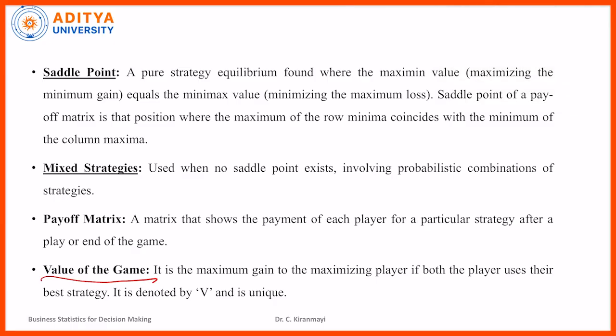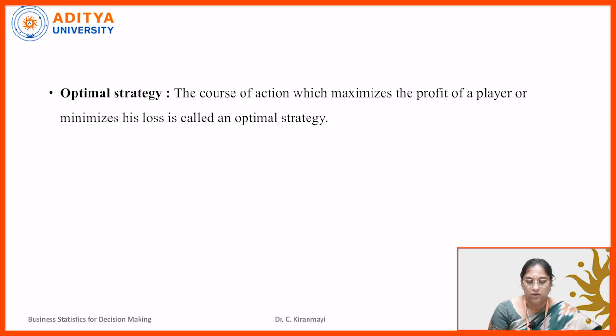And the last but one is value of the game. So ultimately, whenever we are solving a game, it means that we have to find the value of the game. What do you mean by value of the game? Value of the game is nothing but the maximum gain or the minimum loss that the player is going to get or make out of the competitive situation. That maximum gain or minimum loss is nothing but the value of the game, which is denoted with V. And finally, optimal strategy.